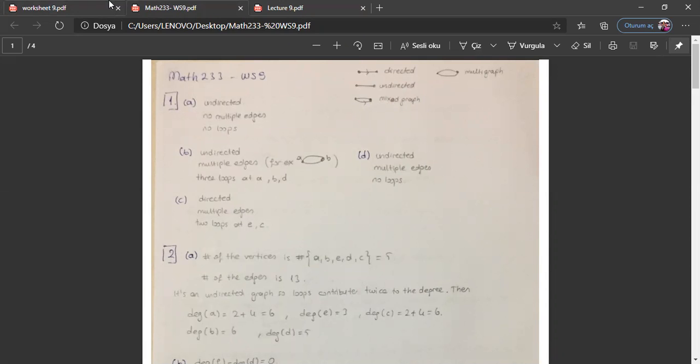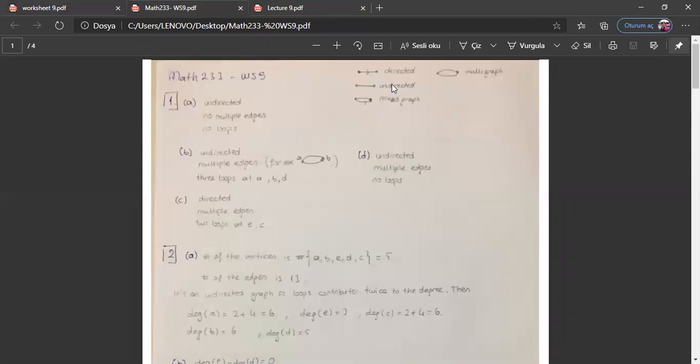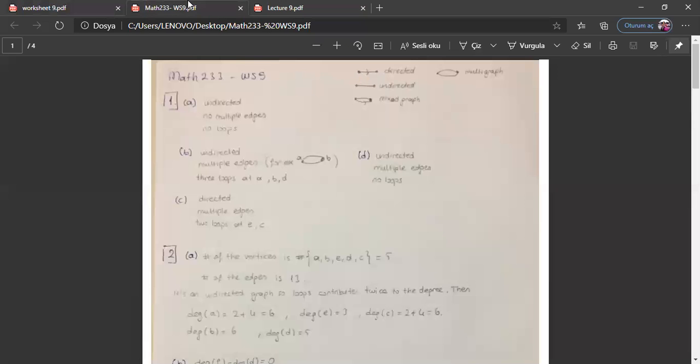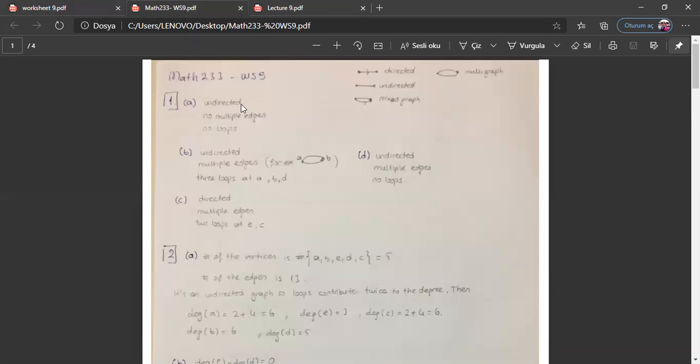So for the first graph, we see there are no edges that look like this, so it's undirected. Between two vertices there is only one edge, so it has no multiple edges. And we don't see something like this. There is no edge which starts with a point and ends with the same point, so there are no loops here. So it's undirected, no multiple edges, and no loops.